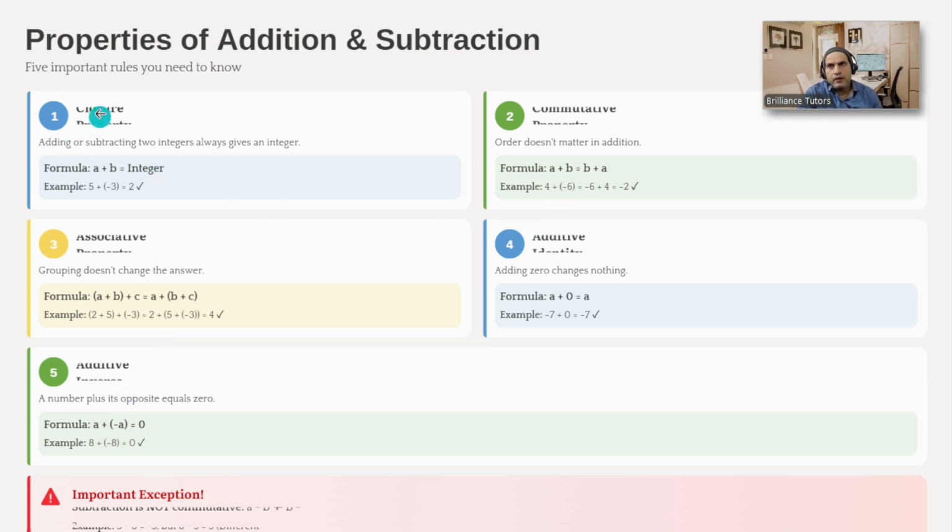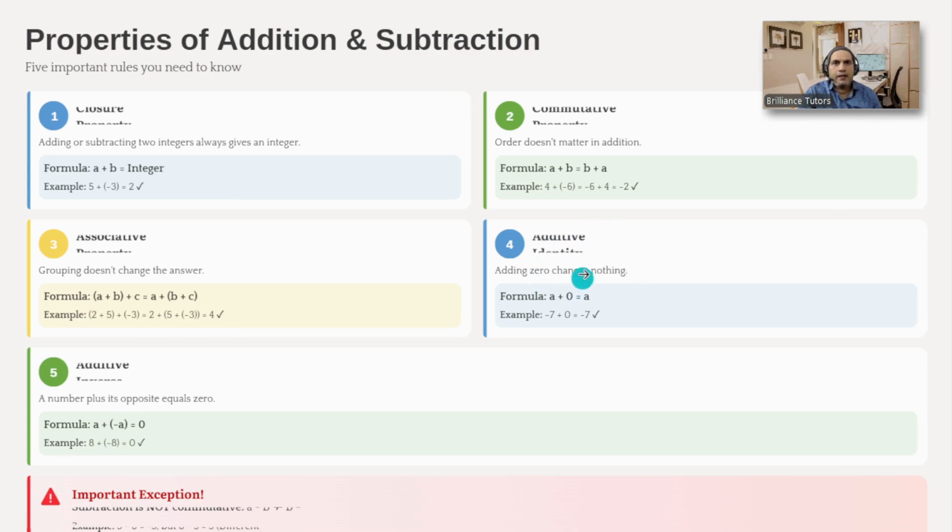What do you mean by that? Closure is when two integer numbers are added, we get an integer number. Always adding and subtracting two integers, we always get an integer number. Commutative property: order does not matter in addition. In integers, if we add a plus b and b plus a, both will be equal. That will be minus 2. And associative property: grouping does not change the answer. Suppose first we take the group of the first two and here the last two. So the first bracket is solved, a plus b, and then we are adding them. So when you group the first two numbers and the last two numbers, the result will not be different.